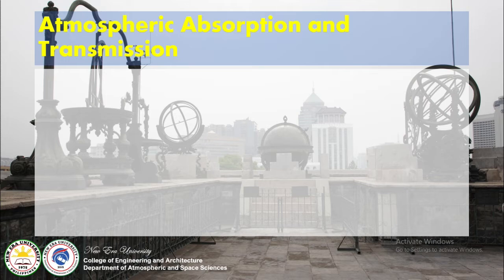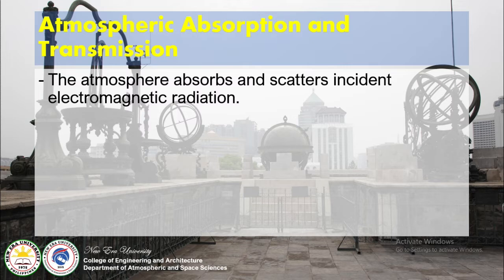Now, in atmospheric absorption and transmission, we know that the atmosphere is composed of different particles and gas. As we know, the atmosphere is a gas that envelops the Earth. Since it is composed of gas and other particles, the atmosphere absorbs and scatters incident electromagnetic radiation.